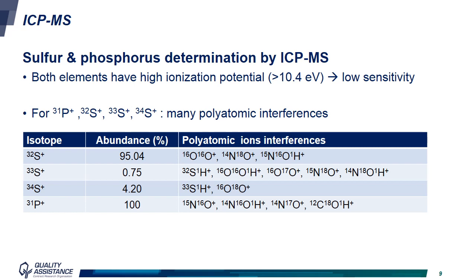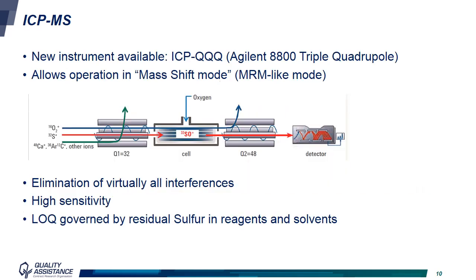And the same problem occurs for all other isotopes of sulfur and phosphorus. Fortunately, a new instrument is now available, the ICP-QQQ. It's a triple quadrupole made by Agilent that allows the operation in mass shift mode. For those who are familiar with molecular MS, it's an MRM-like mode.